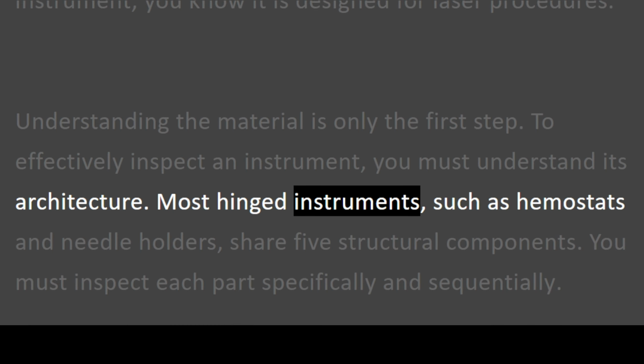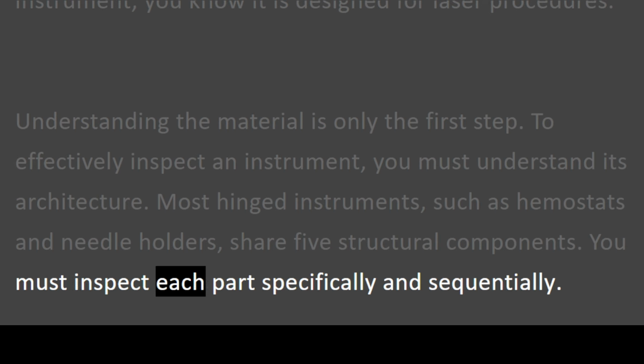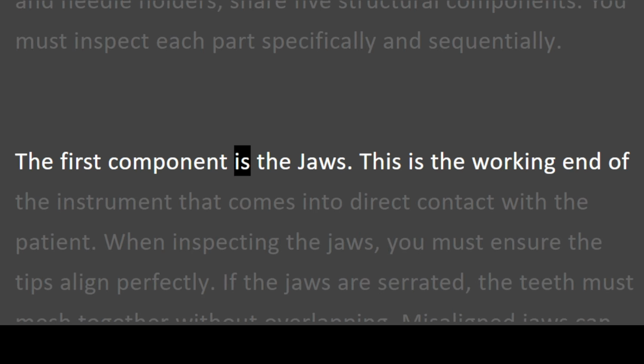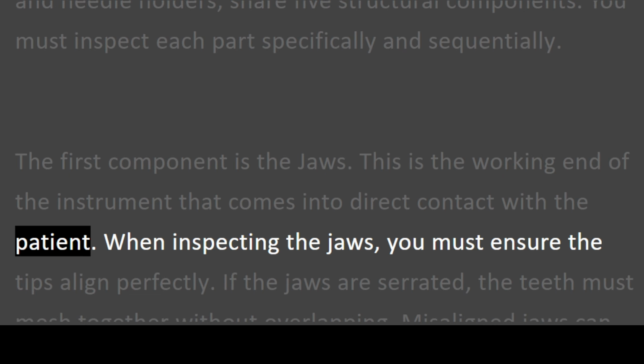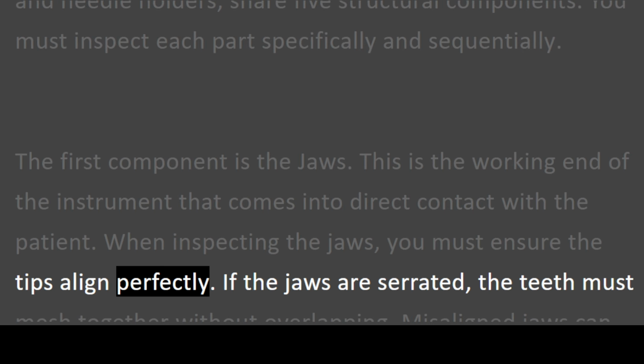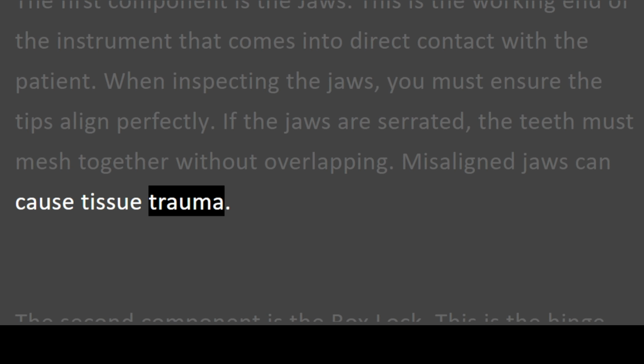Most hinged instruments, such as hemostats and needle holders, share 5 structural components. You must inspect each part specifically and sequentially. The first component is the jaws. This is the working end of the instrument that comes into direct contact with the patient. When inspecting the jaws, you must ensure the tips align perfectly. If the jaws are serrated, the teeth must mesh together without overlapping. Misaligned jaws can cause tissue trauma.